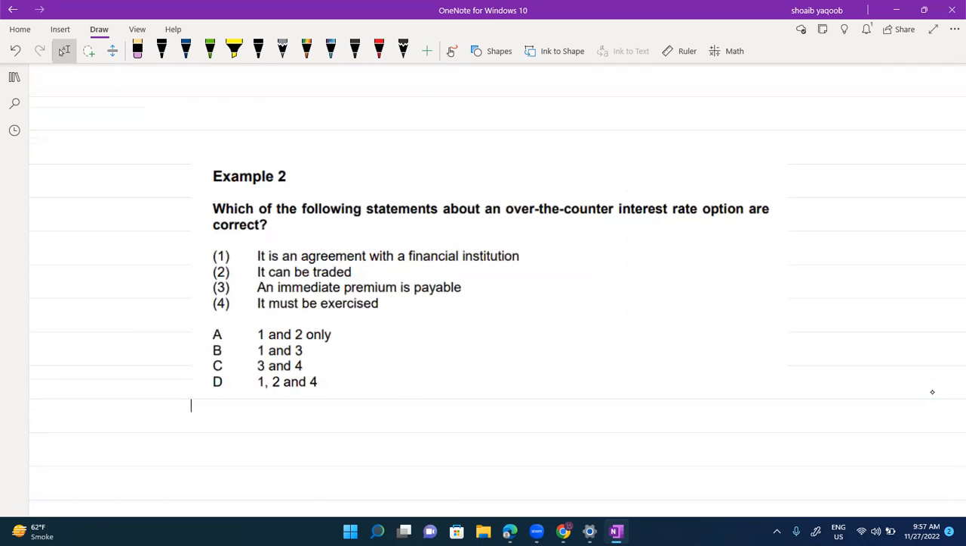It is an agreement with the financial institution. That is perfectly fine. Every derivative is an agreement. It can be traded. No, over the counter option will not be traded. And immediate premium is payable. Yes, option hai, immediate premium you have to pay. It must be exercised. No, option hai. This is the answer: 1 and 3. So this has been tested in the exam.